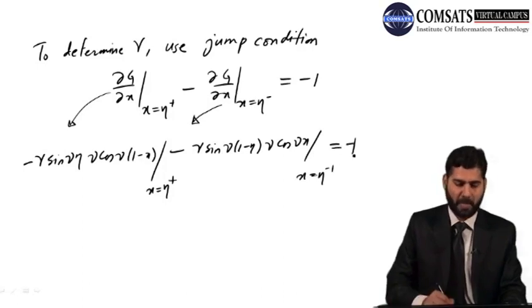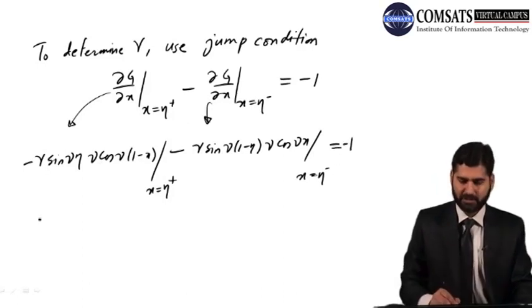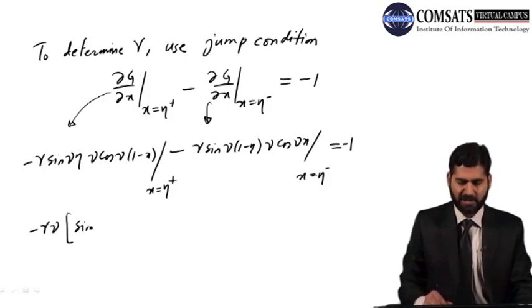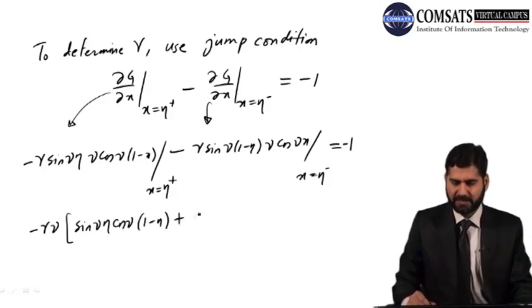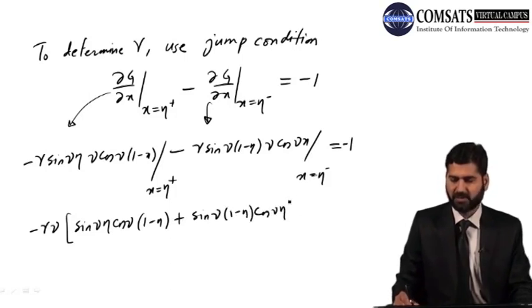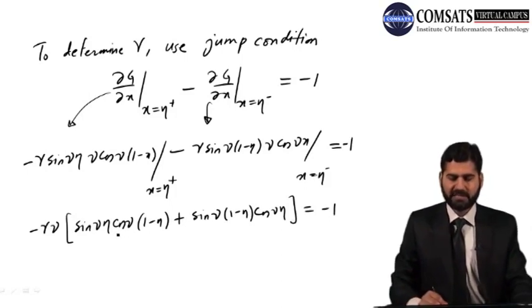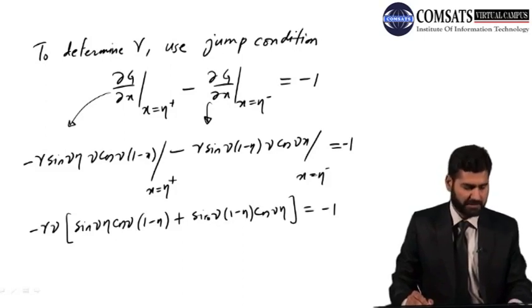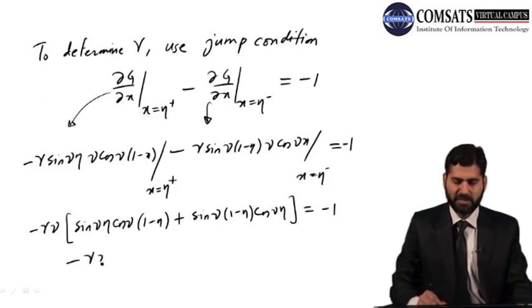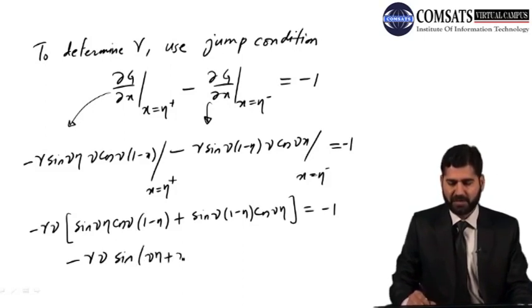So that is negative 1. Negative gamma nu is common here, so you can take negative gamma and nu common. Inside you'll be left with sine nu eta and cosine nu (1 minus eta), plus sine nu (1 minus eta) and cosine nu eta. So here you see again sine alpha cos beta plus cos alpha sine beta. So it is sine of alpha plus beta, right? So minus gamma nu sine of alpha plus beta, where alpha is nu eta and beta is nu times (1 minus eta), is equal to negative 1.